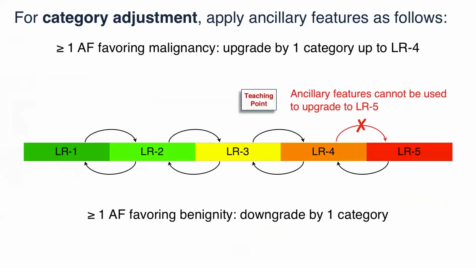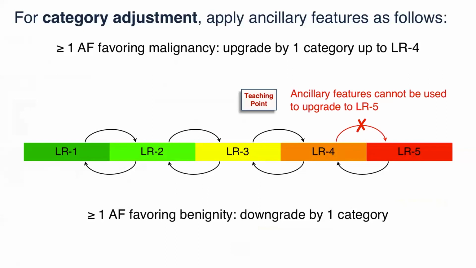So one teaching point to be made is that ancillary features cannot be used to upgrade to LI-RADS 5. And there's a few reasons why we do that. But one is that other societies such as AASLD do not recognize ancillary features. And another reason is we don't yet have enough knowledge in the year 2018 to know how to apply ancillary features to raise the category from a 4 to a 5. So we do not yet allow upgrading from a 4 to a 5.